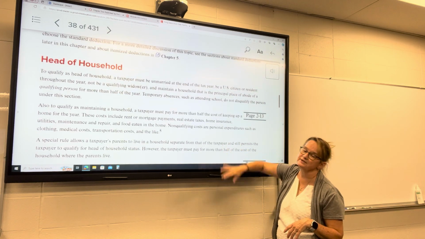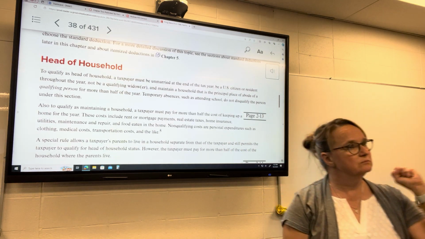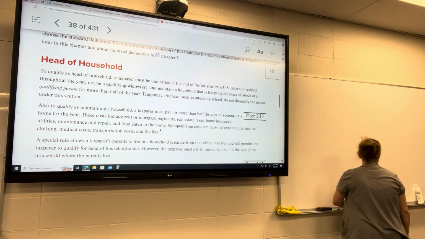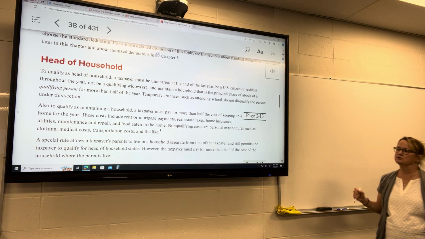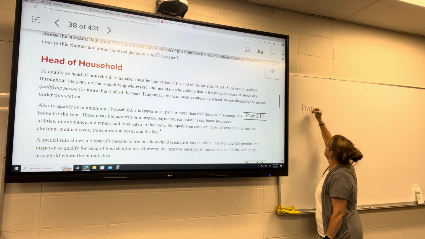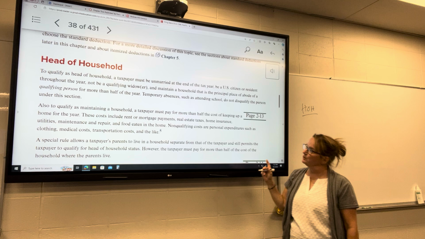Okay, head of household. This is the one where everybody struggles. I was going to say students struggle the most. I struggle the most as well. So head of household, so much so that I'm going to write this down. Head of household. There are certain requirements for head of household.